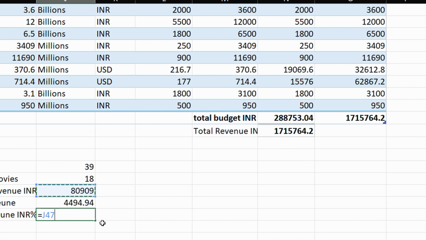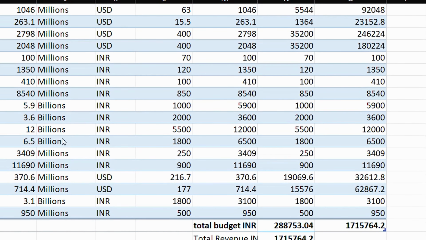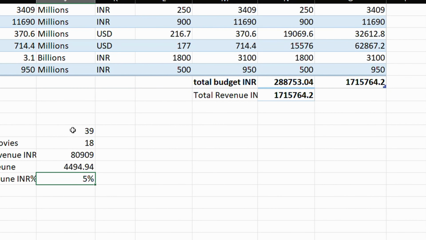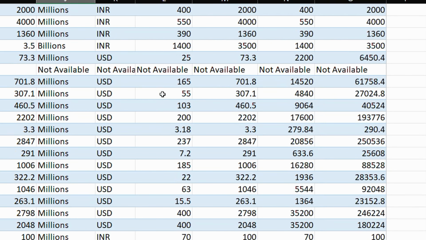This one divided by the total revenue, and press enter. You will get this one. Okay, clear here, and just convert it into a percentage. It is roughly 5%. So overall, this is the percentage of Bollywood movies in the whole movies column. So it is roughly 5%. This way you can get all the values, like the other quantities also.